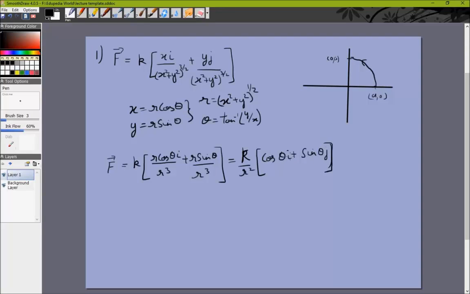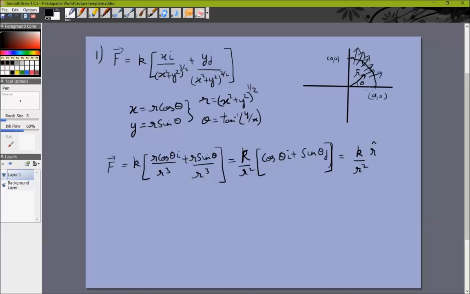Now we know what this vector is, cos theta i cap plus sin theta j cap. If this angle is theta, this vector is a vector of magnitude 1 in this direction. So it is basically the unit radial vector r cap. So we can write f as k by r squared r cap. This means the magnitude is inversely proportional to the square of the distance from the origin, and the direction is always radially outward.